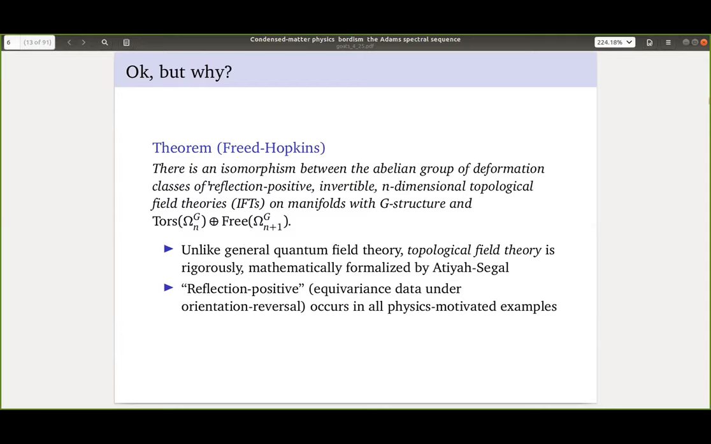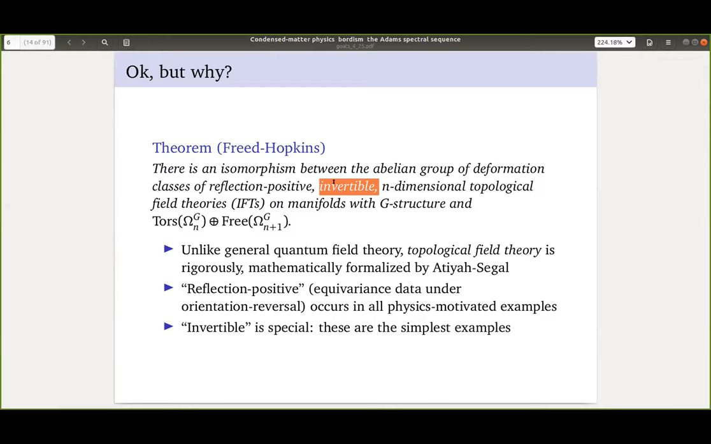So, okay, reflection positive. It's a technical condition and it is quite technical, but it amounts to some sort of equivariance data under orientation reversal. If you are studying topological field theory, you don't have to have this, but if your example came from physics in any reasonable way, it will probably be reflection positive. I can't turn that into a theorem because what does physics motivated precisely mean? But this is not a surprising constraint to put on your theories. Invertible, though, is more surprising.